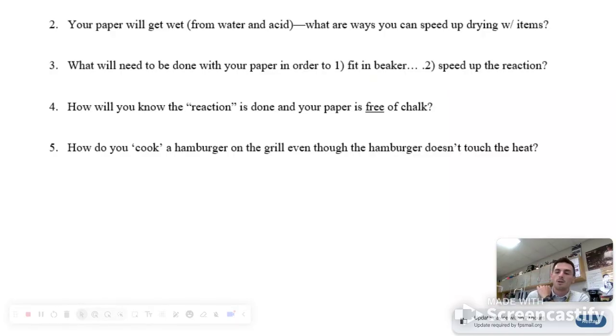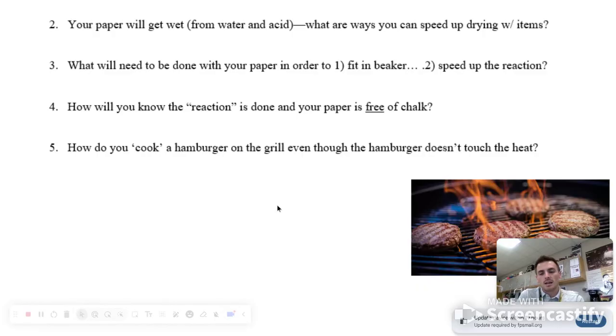As far as number 4, you'll see tomorrow that the chemical reaction is happening. If there's bubbles and it's hot, as long as there's still bubbles going, it's still getting chalk out. But if you feel like the bubbles have stopped, that would mean you've now gotten all the chalk out of that, okay? So last but not least, this is kind of a silly question, but how do you cook a hamburger on a grill, even though the hamburger isn't touching it? If you just let your paper tomorrow sit out and dry, it will take 4 to 6 hours to get dry, if not more. We need to speed that up because our class time is only 88 minutes.